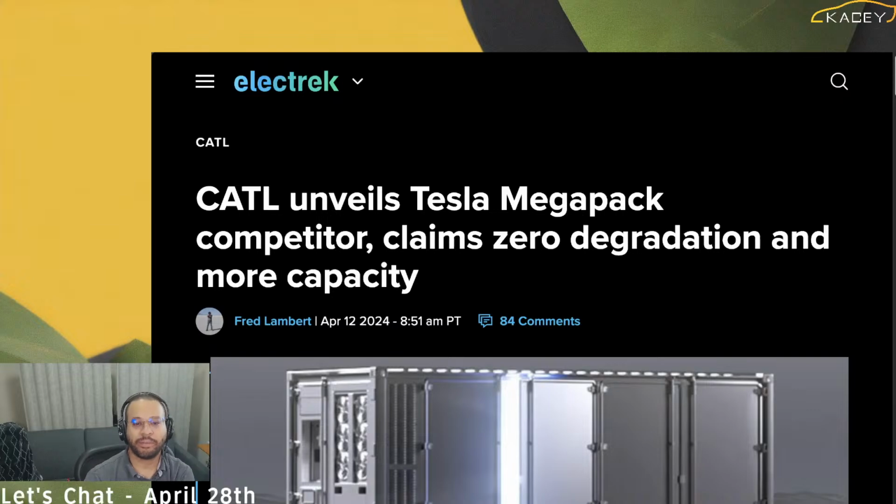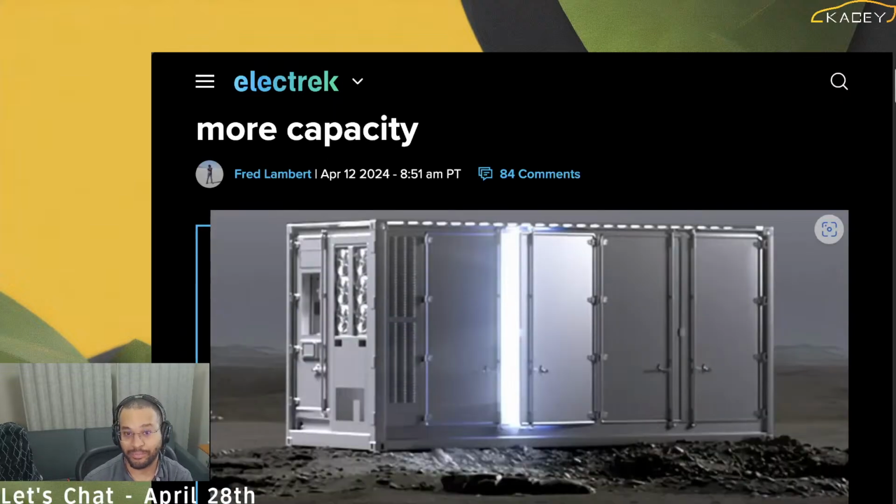CATL unveils Tesla Megapack competitor. They claim zero degradation and more capacity. Something to point out, though, is that the CATL Megapack doesn't have an inverter in it, so you'll have to supply your own inverter or connect a bunch of them to an inverter. But the lack of inverter doesn't make up for the capacity difference.